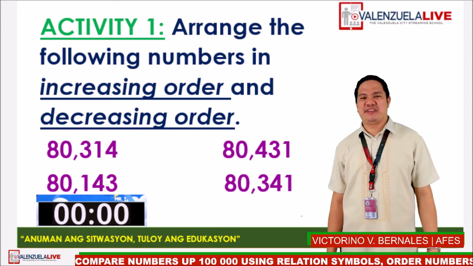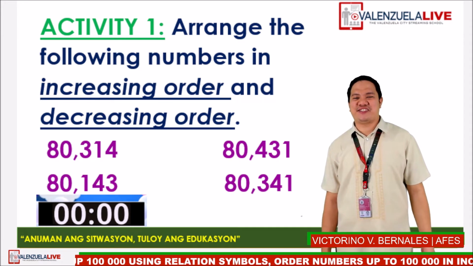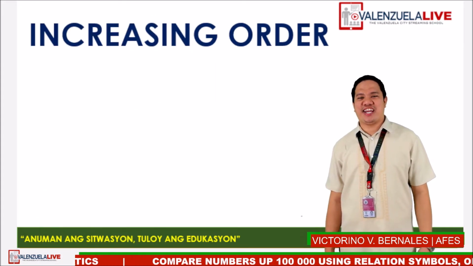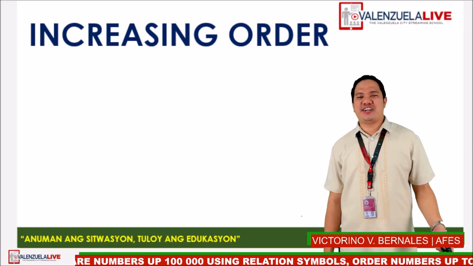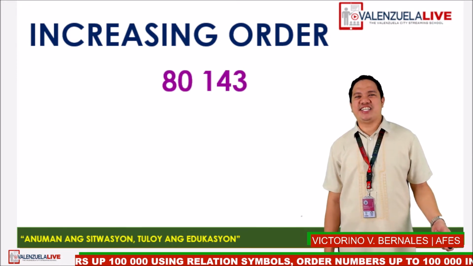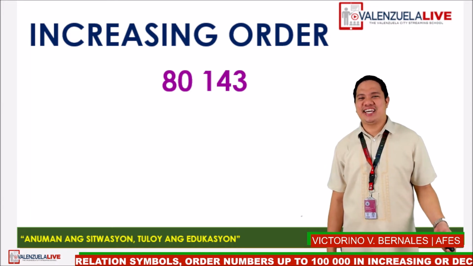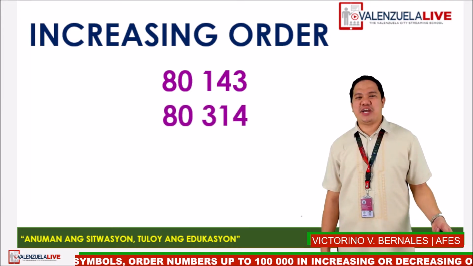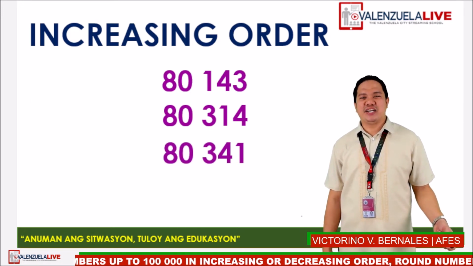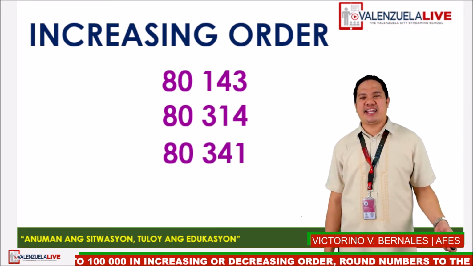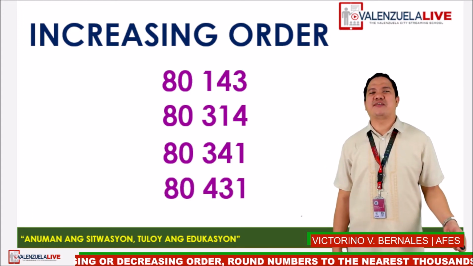Time's up. It's now time to check your work. Let's see if you get the same answer. Let's start in increasing order. The first in our arrangement is 80,143, followed by 80,314. Next is 80,341. And lastly, 80,431.